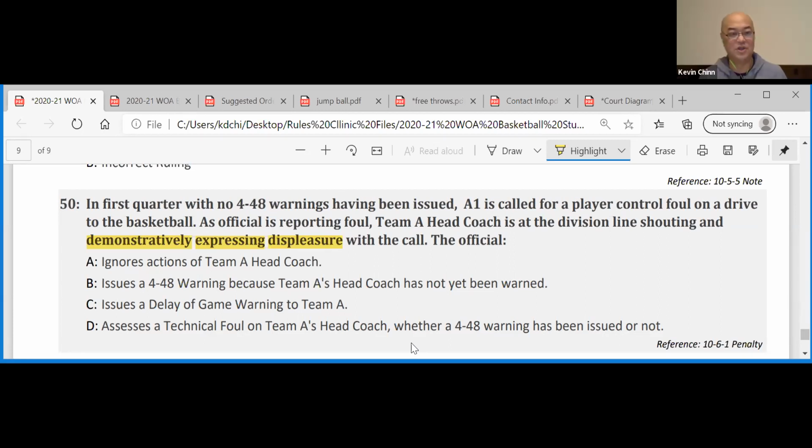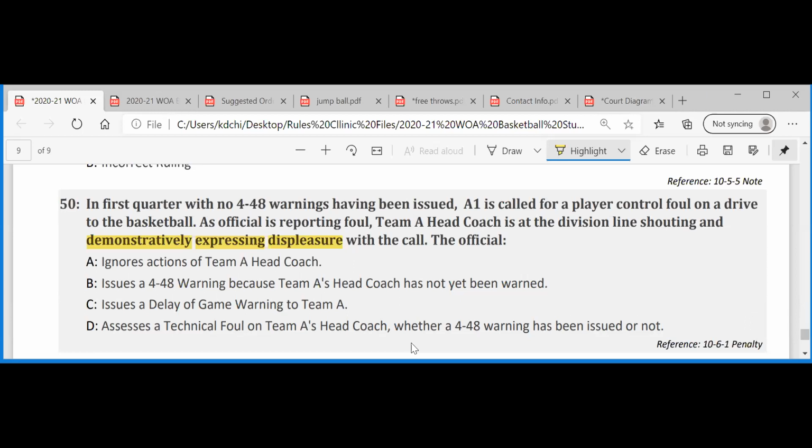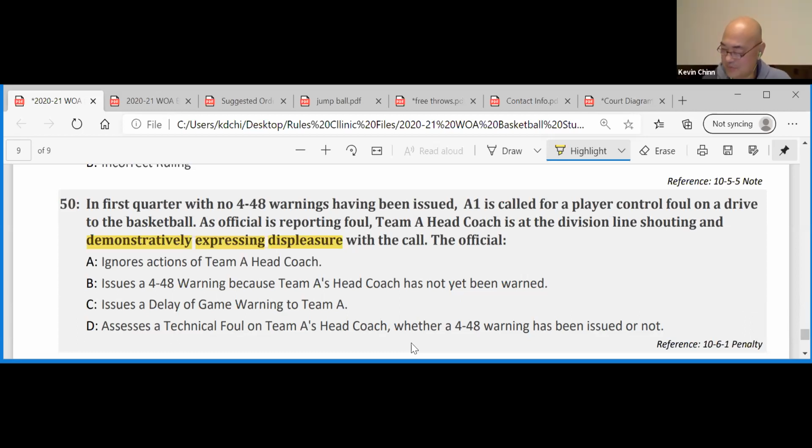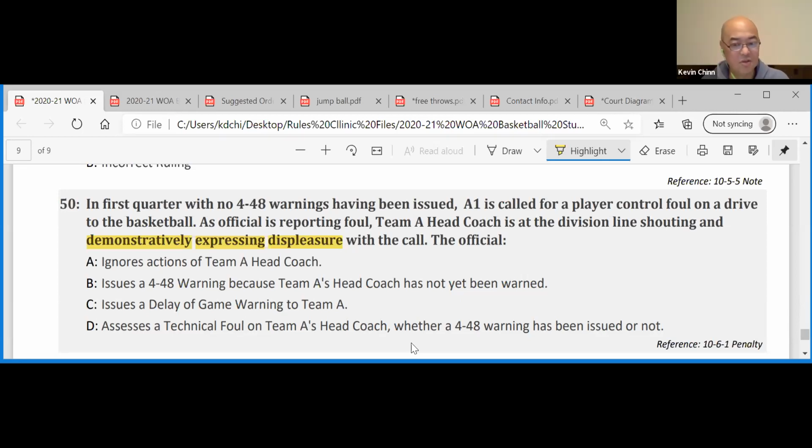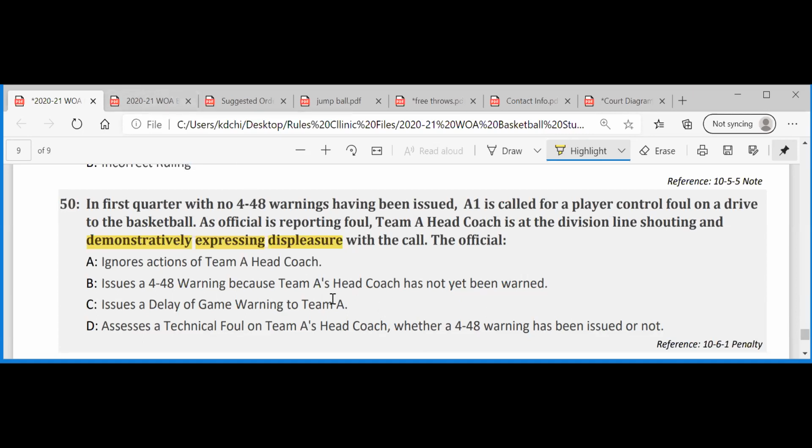What it's trying to tell you is the 4-48 warning for the coach for unsporting behavior. You don't have to give him a warning. If he does something that's totally out of line, you don't have to go give him a warning. You can give him a warning, but you can also tee him directly. So in this case, demonstratively expressing displeasure. All right, that's enough.